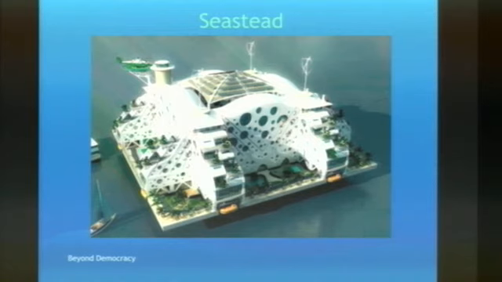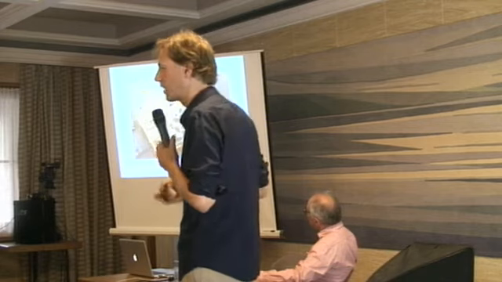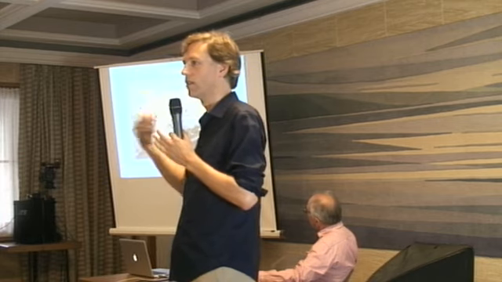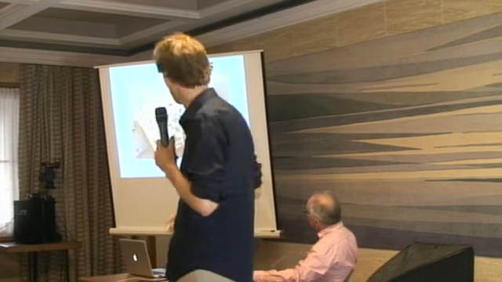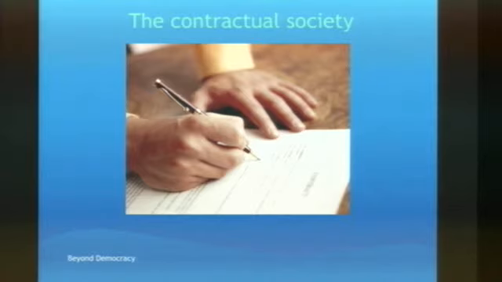Another example is Seastead, by Patri Friedman. It might sound a bit too far off, but these are floating islands in the sea, and they're very stable, and they can grow bigger, and they can deflate the balloon of big government in a way. This is not the only example, but it is an example. So we would have the contractual society, like I said, more than we do now.